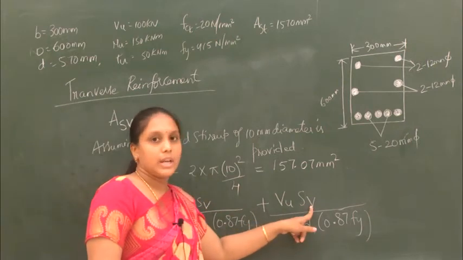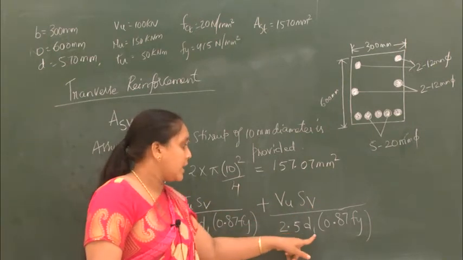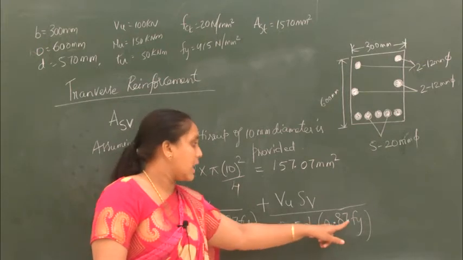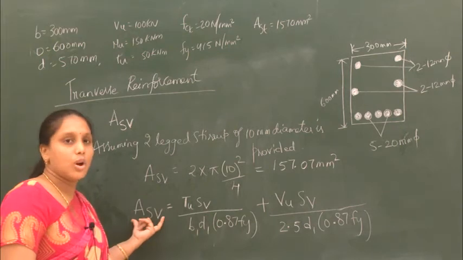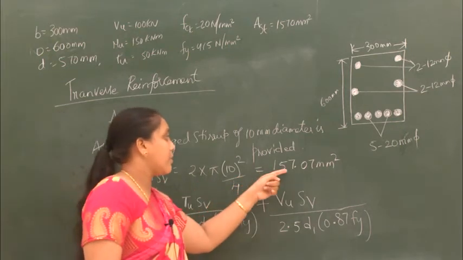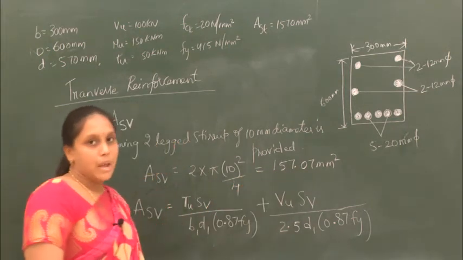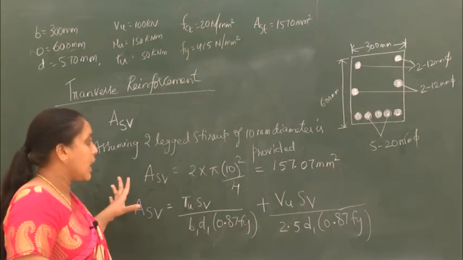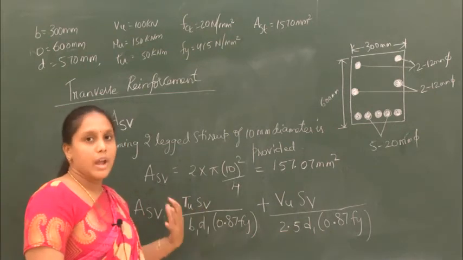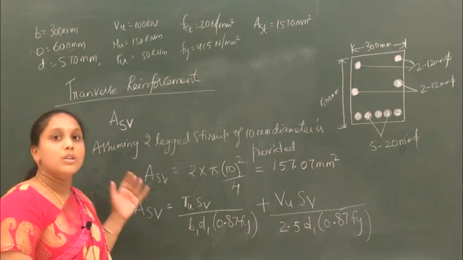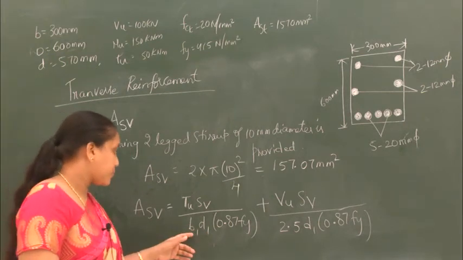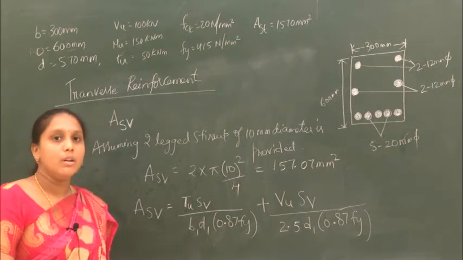And SV is what again we have to find out here. And D1 is an unknown, we have to calculate now. And Fy is the grade of steel, which is 415. And ASV is already calculated, which is 157.07 mm square. So first, what are the unknowns here? SV is the unknown we have to find, and B1 and D1 are the unknowns here. So first let us calculate the B1 and D1 values.